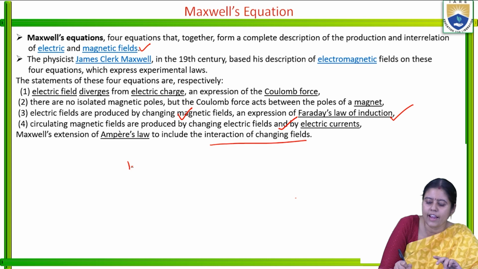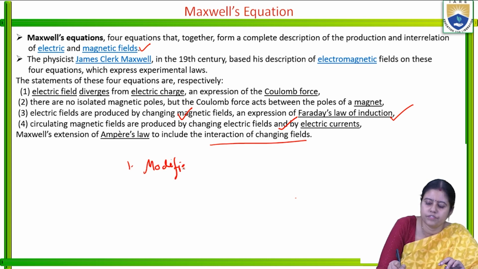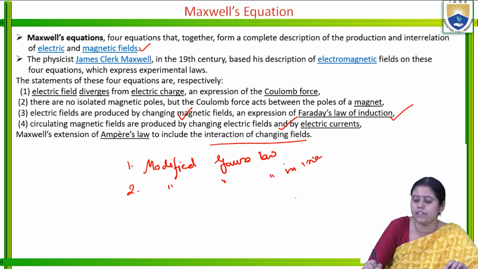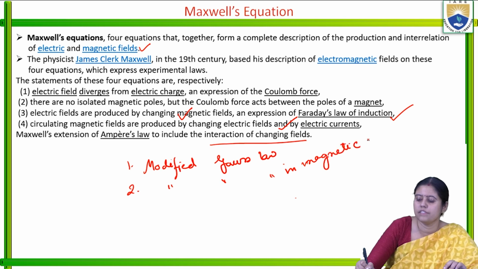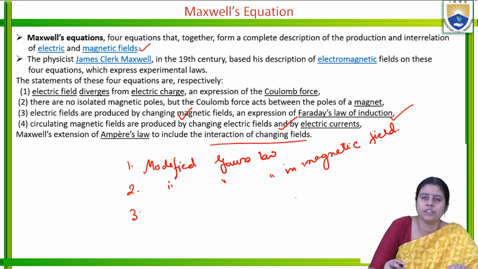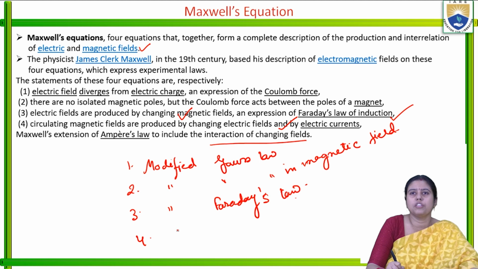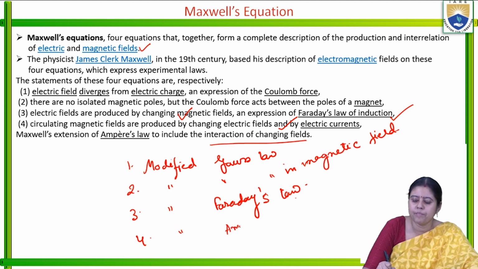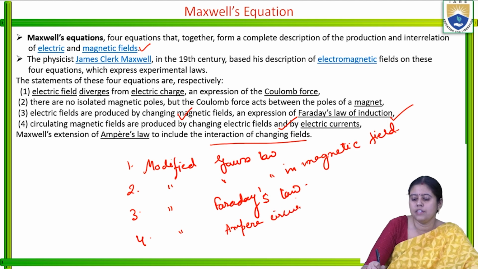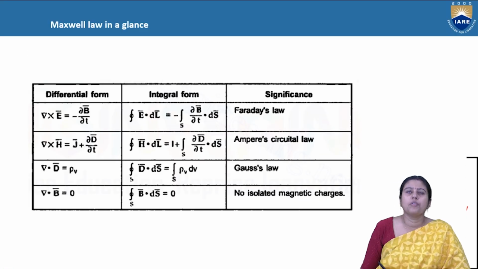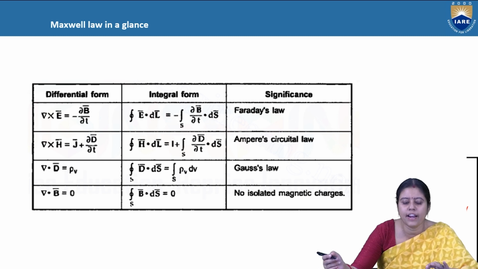So the four laws we can write as: the first is the modified Gauss law. The second is the modified Gauss law for the magnetic field. The third law tells about the modified Faraday's law. And the fourth equation tells about the modified Ampere circuital law. So we have the four equations, and if we want to write them on one page, we can.